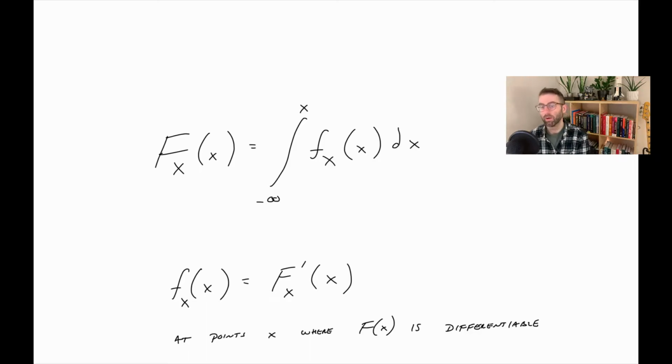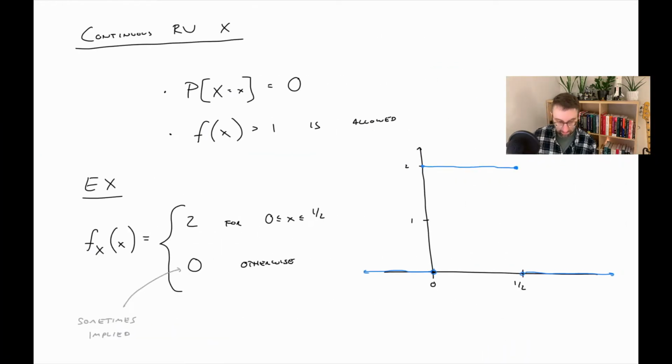Right. And so I'm blanking kind of on why I had the slide. So this tells us the relationship between the PDF and the CDF for continuous random variables. And then we can also get the PDF back by differentiating the CDF. Okay, I think I should have had this slide come next.